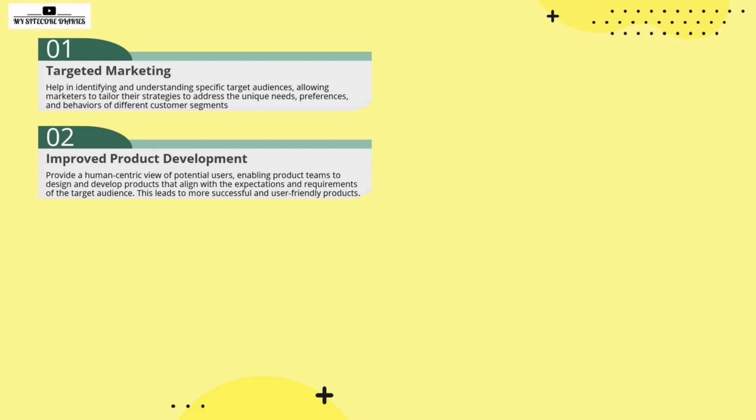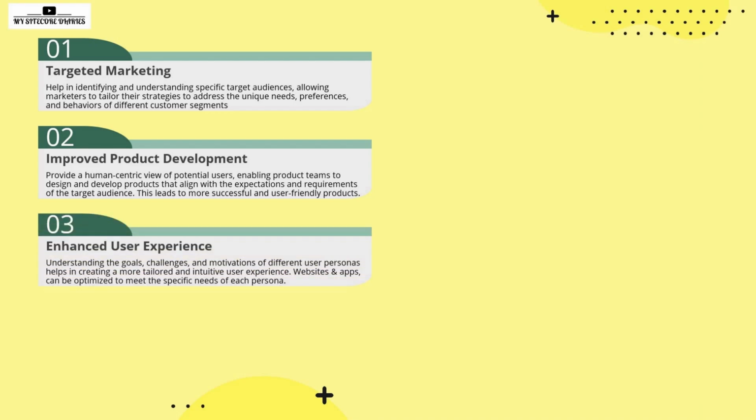Improved product development. Personas provide a human-centric view of potential users, enabling product teams to design and develop products that align with the expectations and requirements of the target audience. This leads to a more successful and user-friendly product. So, improved product development, because you are concentrating on humans. The personas which you have created are similar to a human, right? So you are concentrating on that kind of development.